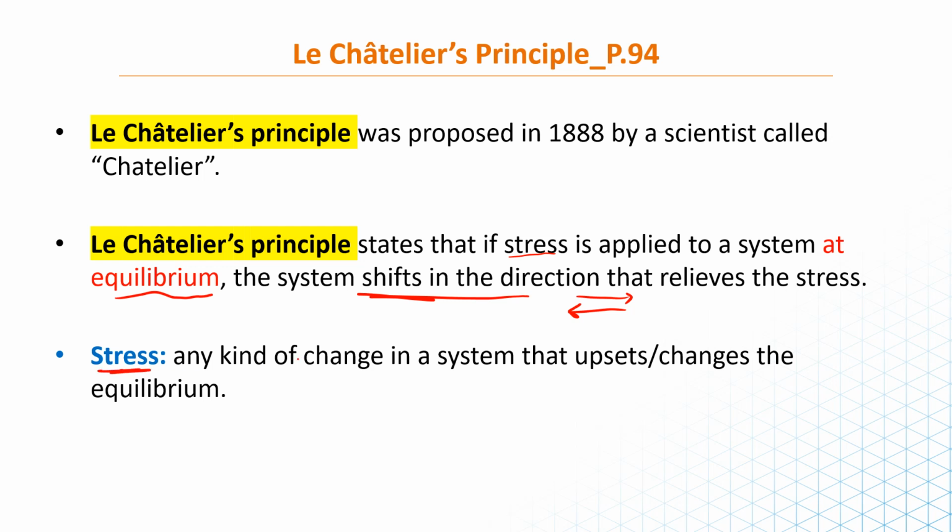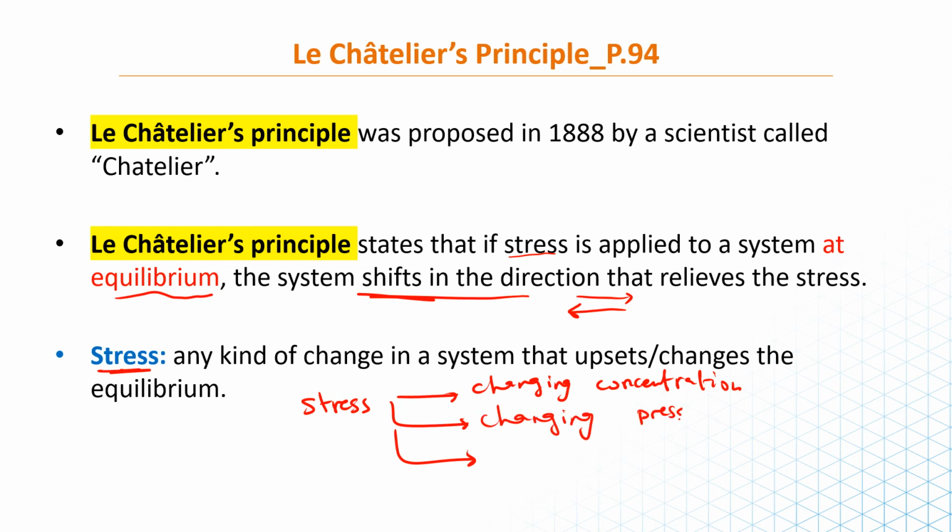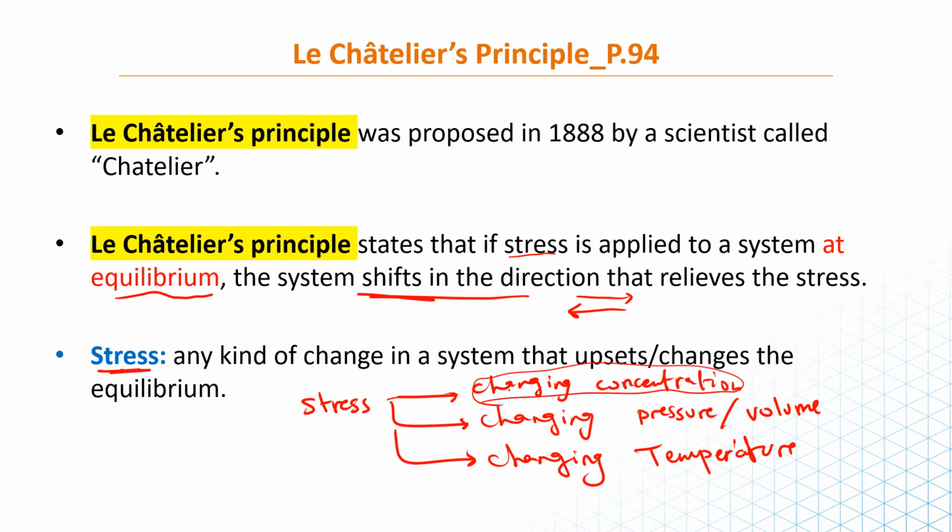So what do we mean by stress? Stress is any kind of change in a system that upsets or changes equilibrium. So stress can mean one of three things: changing concentrations اللي هم عندنا في الدروس في المحتوى اللي بناخذه الحين ان شاء الله. Changing concentration نغير كميات النواتج والمتفاعلات. Changing pressure or volume نغير من الضغط او الحجم. And changing temperature. All of these are types of stress. We'll start with the first one, changing concentration.